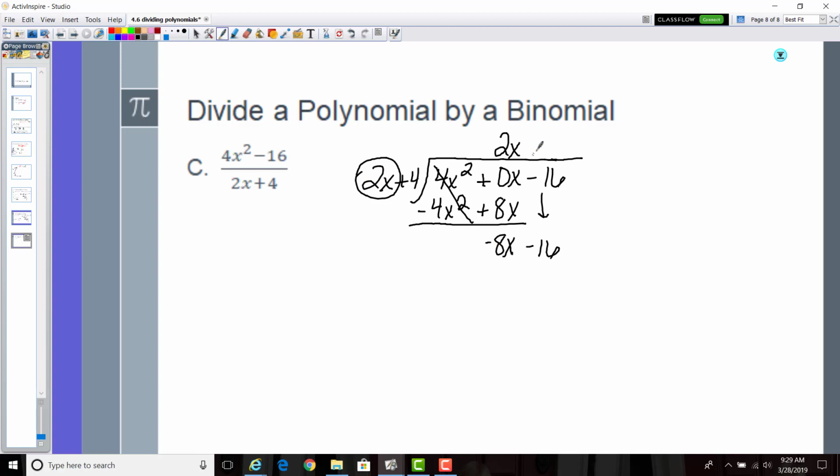2x times negative 4 gives me negative 8x. Negative 4 times 2x is our negative 8x. Negative 4 times positive 4 is negative 16. Subtract those. Negative 8x minus negative 8x gives me 0. Negative 16 minus negative 16 also gives me 0. This time I have no remainder, so my answer is simply 2x minus 4.